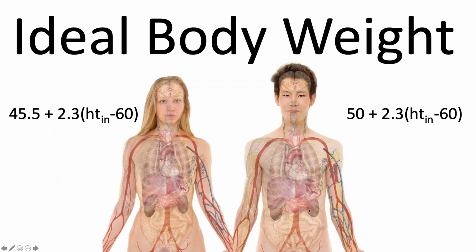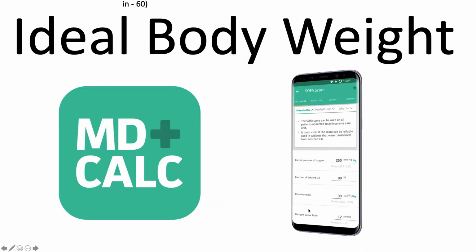And this is very important to understand. I like to use an app called MD Calc, and it's just a nice free way. It has multiple different calculation scores in there, but it has an ideal body weight calculator. I can just put the patient's height in, and it gives me their ideal body weight. So as opposed to actual body weight, I'm using their ideal body weight when it comes to mechanical ventilation.